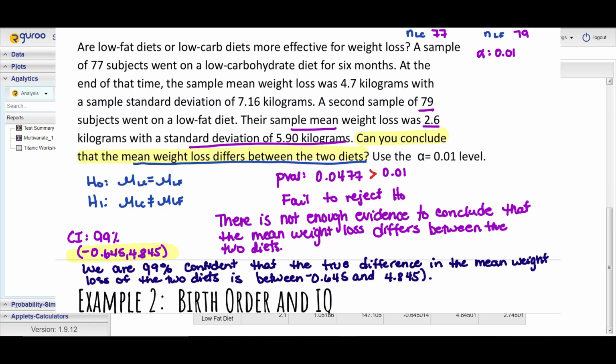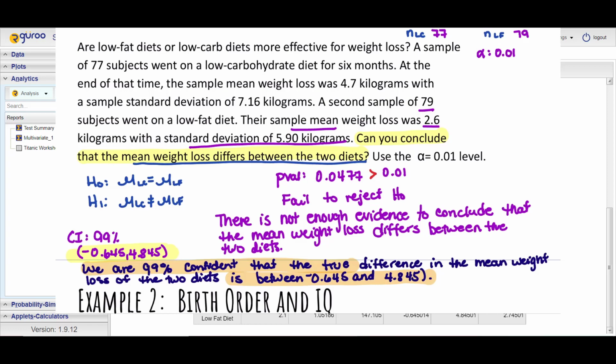So here's the difference between the one population and the two population. Here are the parts that are the same. We are 99% confident that the true difference in the mean weight loss, that's different, because before we said that the true mean of weight loss. This is the true difference in the mean weight loss. So difference in the means, or difference in proportions if you're doing a proportion inference, is between this number and this. So all that's the same.